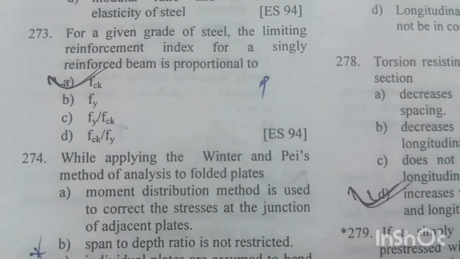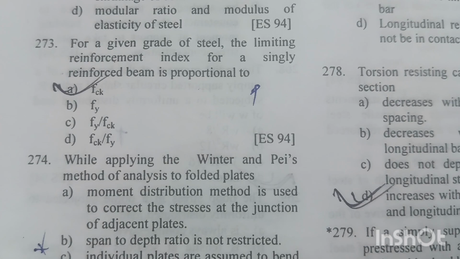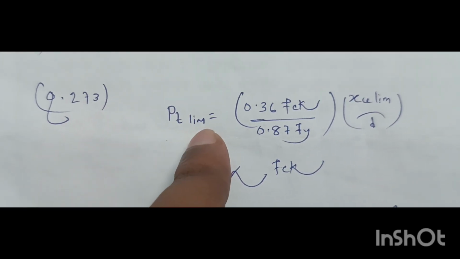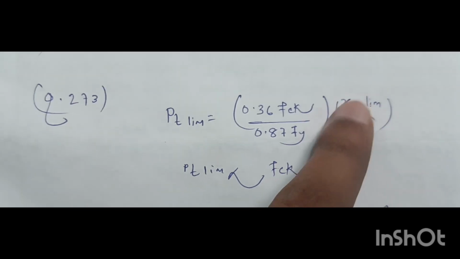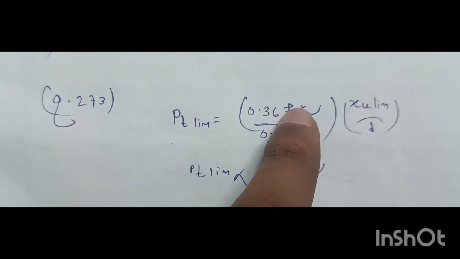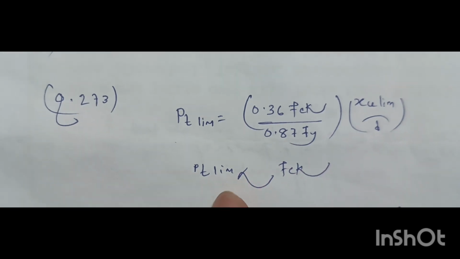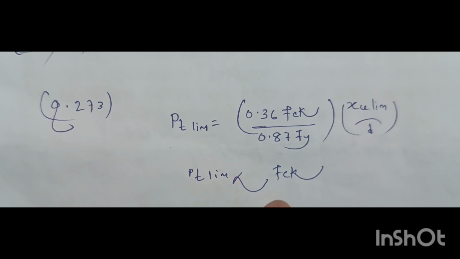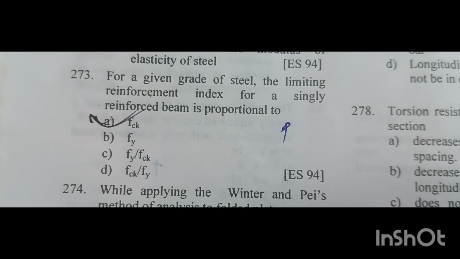Question number 273. For a given grade of steel, the limiting reinforcement index for a singly reinforced beam is proportional to. We know the formula. Percentage of steel at limiting state will be equal to 0.36 FCK by 0.87 Fy into X limit by effective depth D. FCK is the characteristic compressive strength of concrete and Fy is the yield strength of steel. So clearly we can say percentage of tensile steel at limiting condition is proportional to FCK. So option A is right answer.